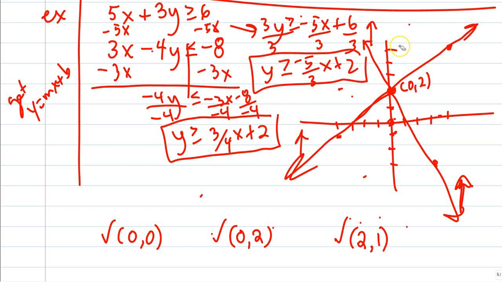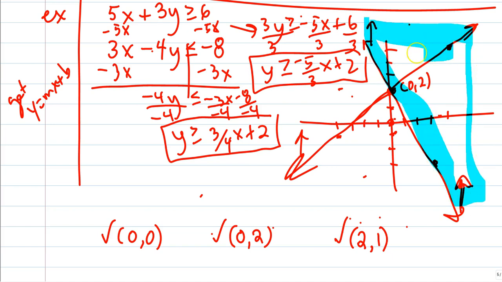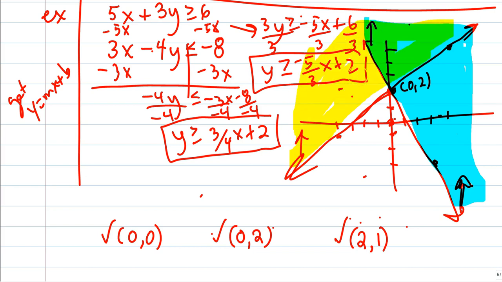Another way of visualizing this, and our solution is going to be that overlap, is I can shade everywhere above the first line. And then I can shade everywhere above the second line. And where's our answer? Well, yellow and blue overlap to make green. Our answer is where they're both true, only in that shaded region. Okay? Alright, so we can check the following points.